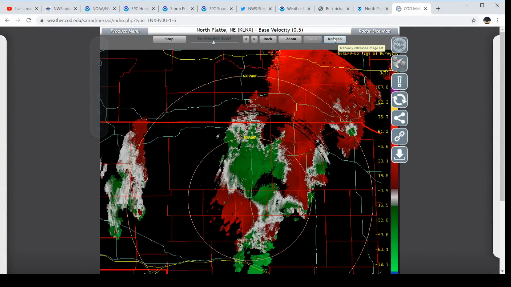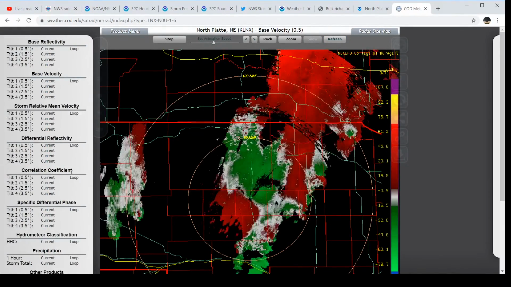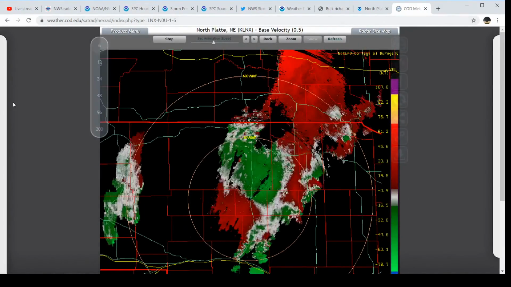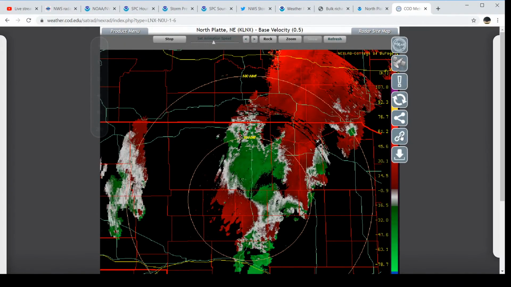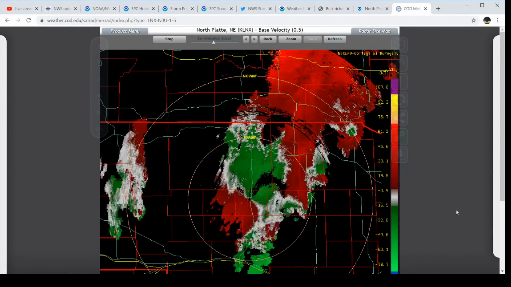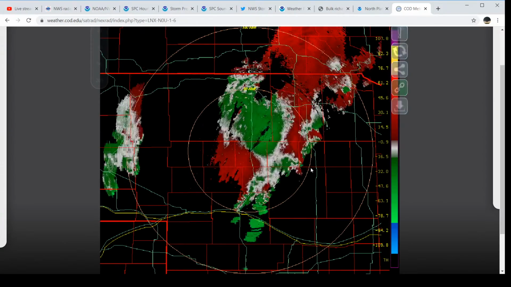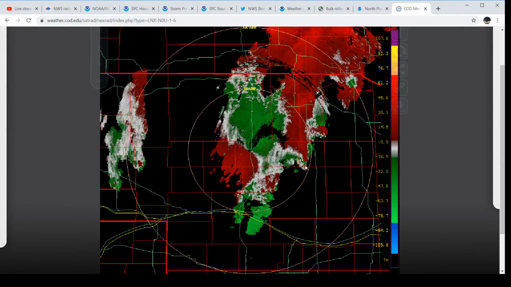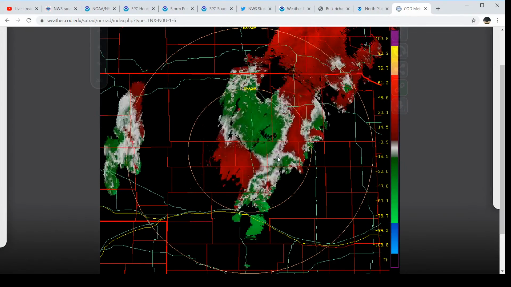So, let's see. Settings. Oh, link copy. Here we go. Every 2 minutes. Yep. Okay. And it looks like we got another small development down here. So it's like we got 1, 2, 3, 4 in a row right here.